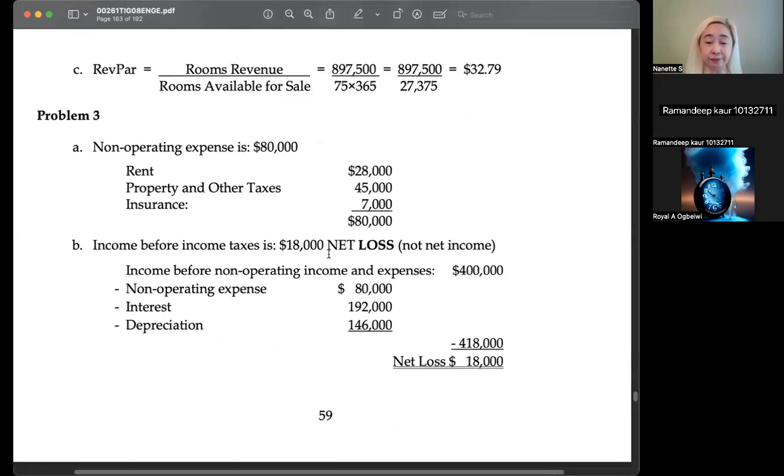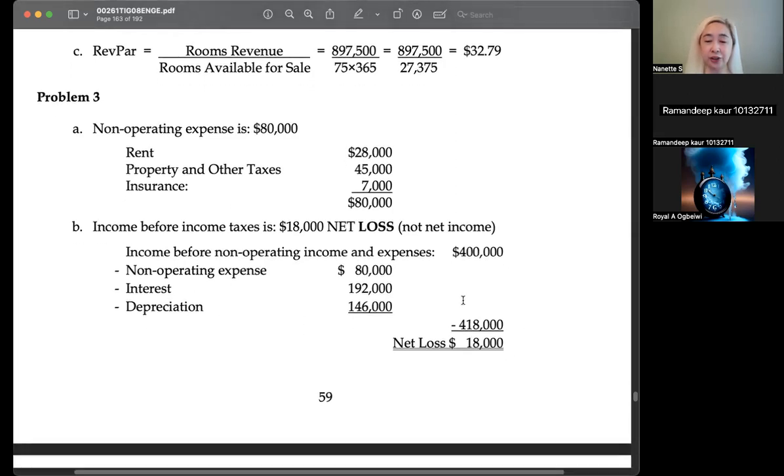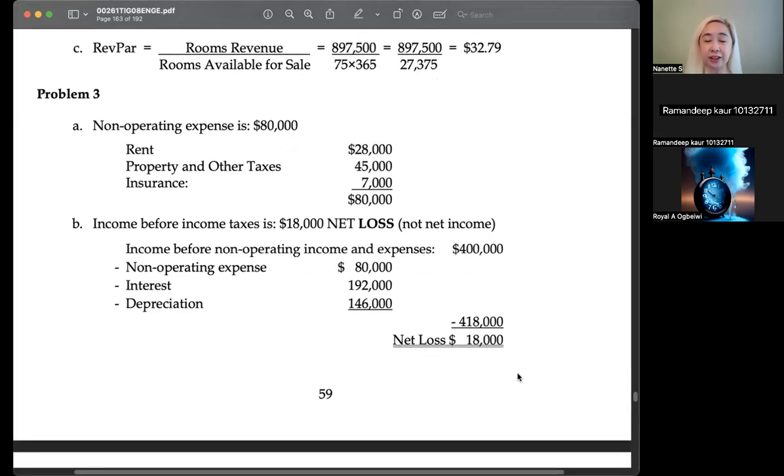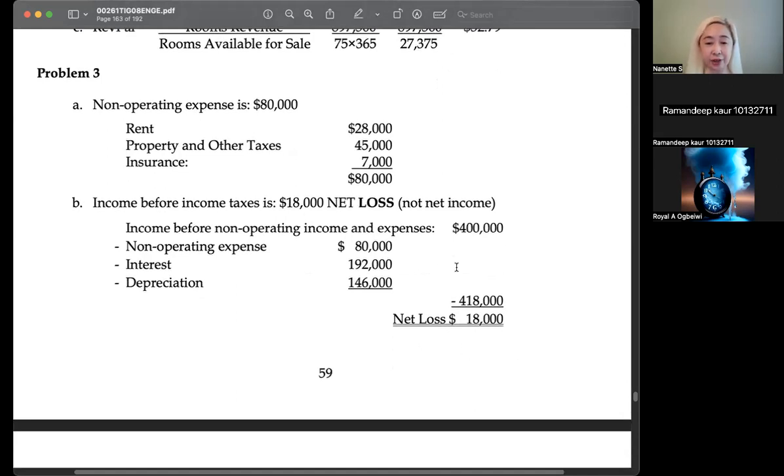Now here, there is a net loss of 18,000 because you lost money instead of gaining profit. Here you have your income before taxes, which is 400,000, but then you have to take out your expenses, interest, and depreciation. So that is 418,000 in total. So 400 minus 418, it's negative 18,000. So in this example, it is a net loss.